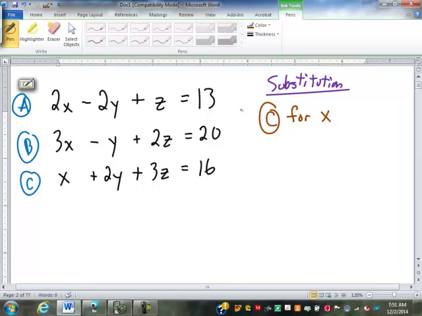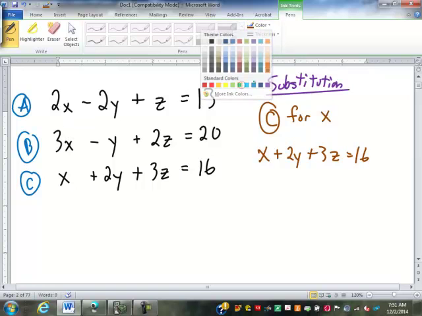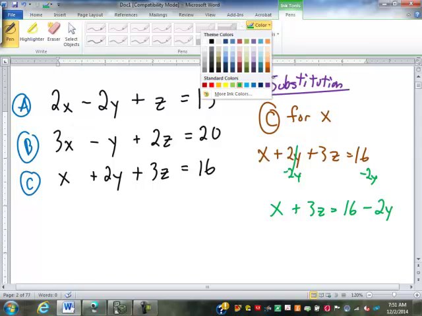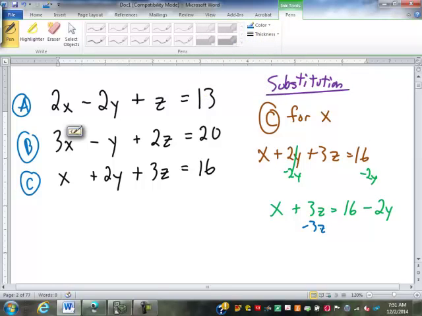Can anybody see why I'm going to solve equation C for x? Well, there's no negatives, but also x is just 1x, right? I don't have to divide by anything. I could have solved equation A for z as well, would have worked just as well. But I saw the x first. So if I solve that for x, x plus 2y plus 3z is 16. I have to subtract 2y from each side. So I still get x plus 3z equals 16 minus 2y. And I need to subtract 3z from both sides.